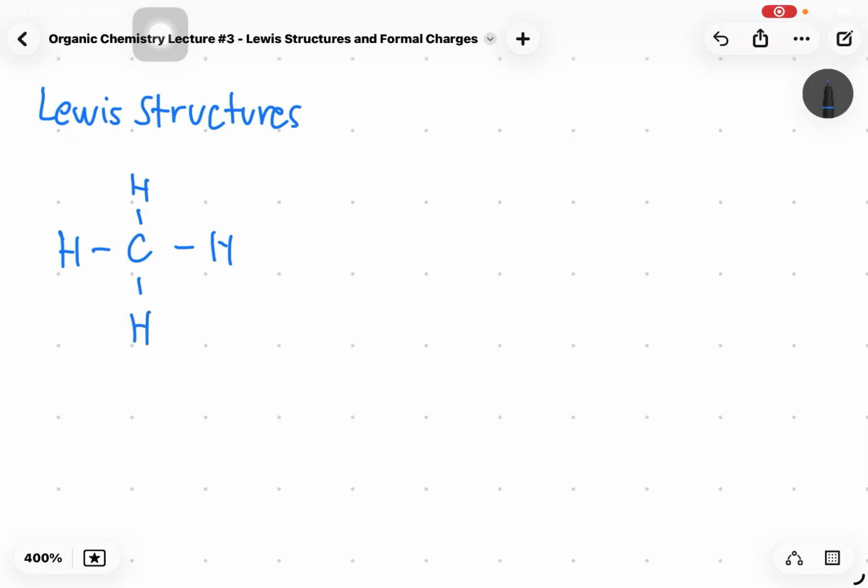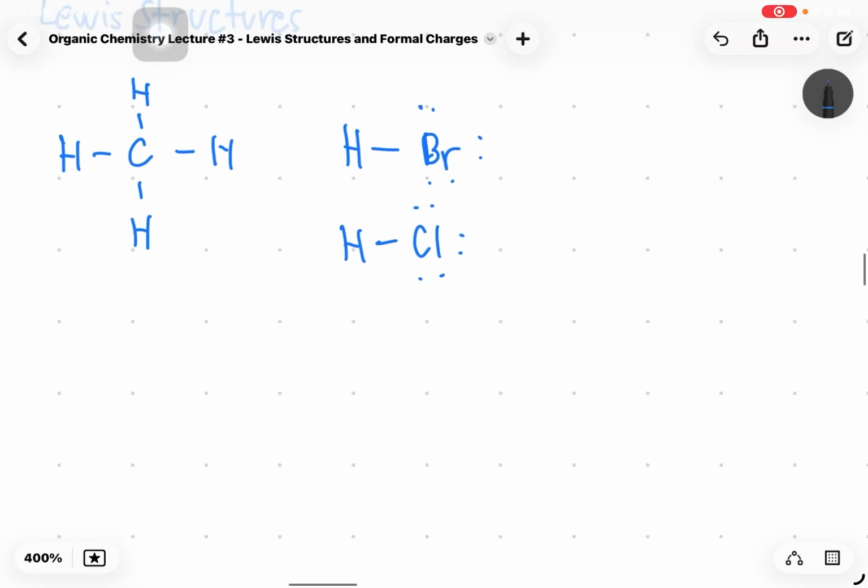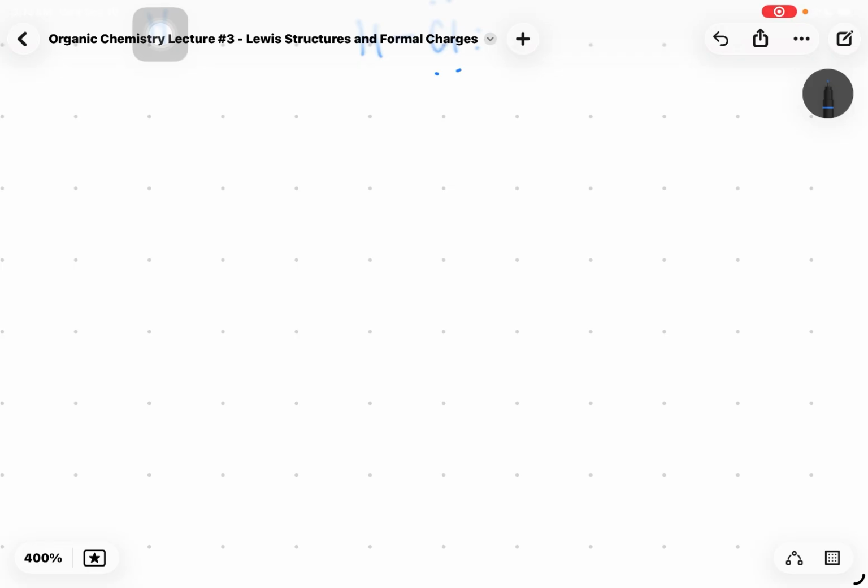What else can we think of? Let's say we have HBr, so it would be like this, and HCl would be something like this. Now, how do we draw these? Let's go through it in a step-by-step process. So how do we draw these Lewis structures? What's a good way to do this?